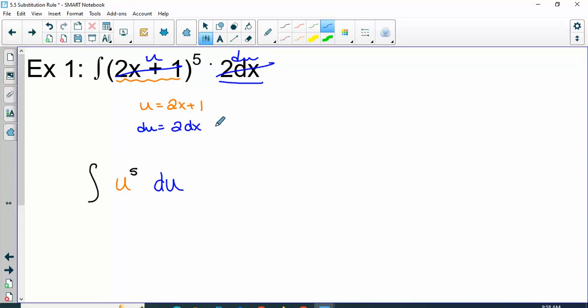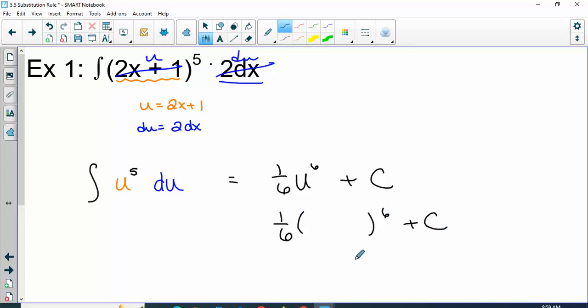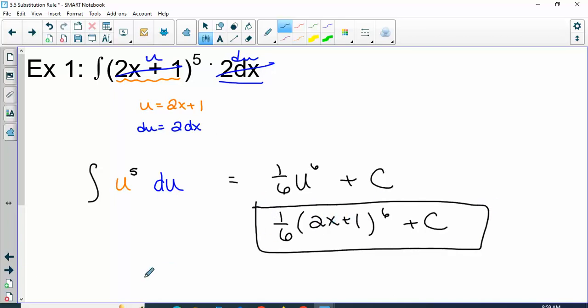You guys understand what we've done here? Can you do the antiderivative of u to the 5th du? Add 1 to your power, reciprocal in front, the integral and the du go away at the same time. And then the original problem though was in terms of x's, so at the very end you have to replace your u. And what is u equal to? 2x plus 1.